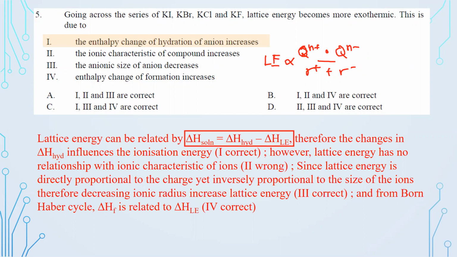And then number 3, since the lattice energy is directly proportional to the charge and inversely proportional to the ionic radius, the anionic radius decreases. Okay, so we're going down here from KI to KF. So number 3 is correct. And then number 4, enthalpy change of formation also increases, which is also correct because it becomes smaller. So with that, the best answer here is 1, 3, 4, C. Okay, so that is for number 5. Hopefully no problem. So if no problem, then we go to question number 6.